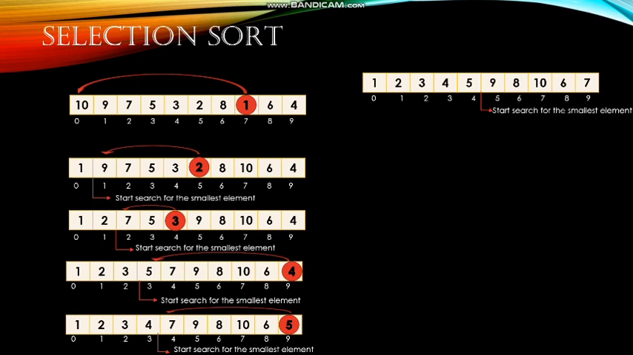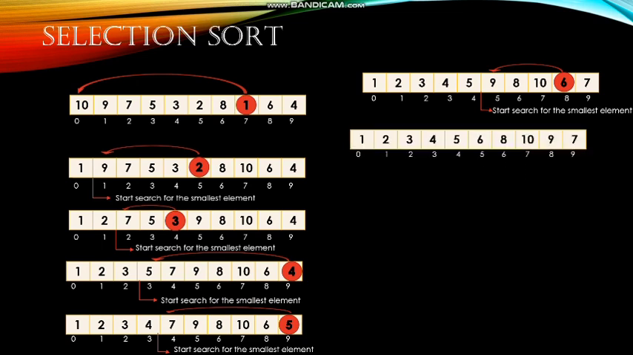Here. So the next smallest element is 6. So we have to swap it to where we start our search for the smallest element. So the array will look like this. So 1, 2, 3, 4, 5, and 6 are in their right place. So we have to start our search for the smallest element after 6.